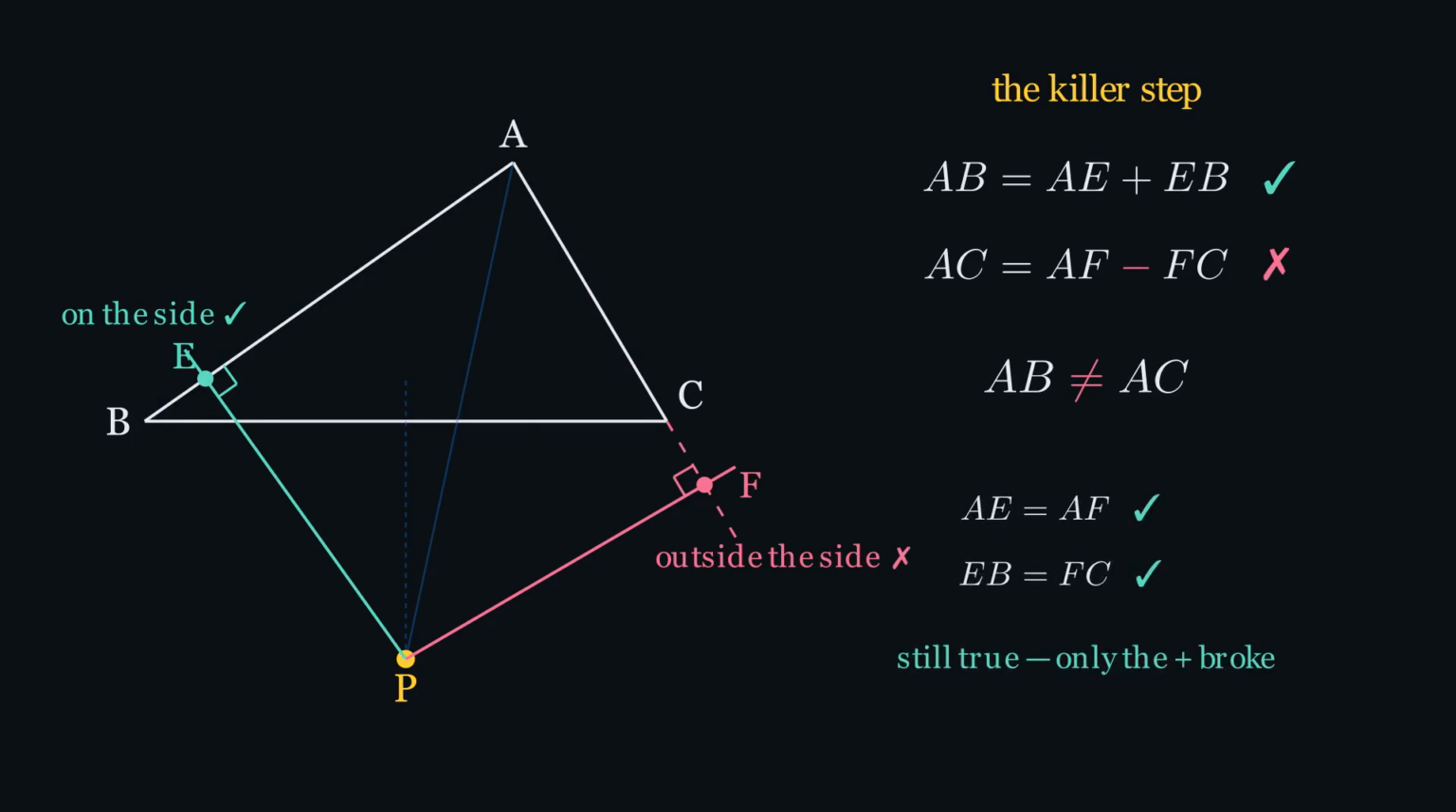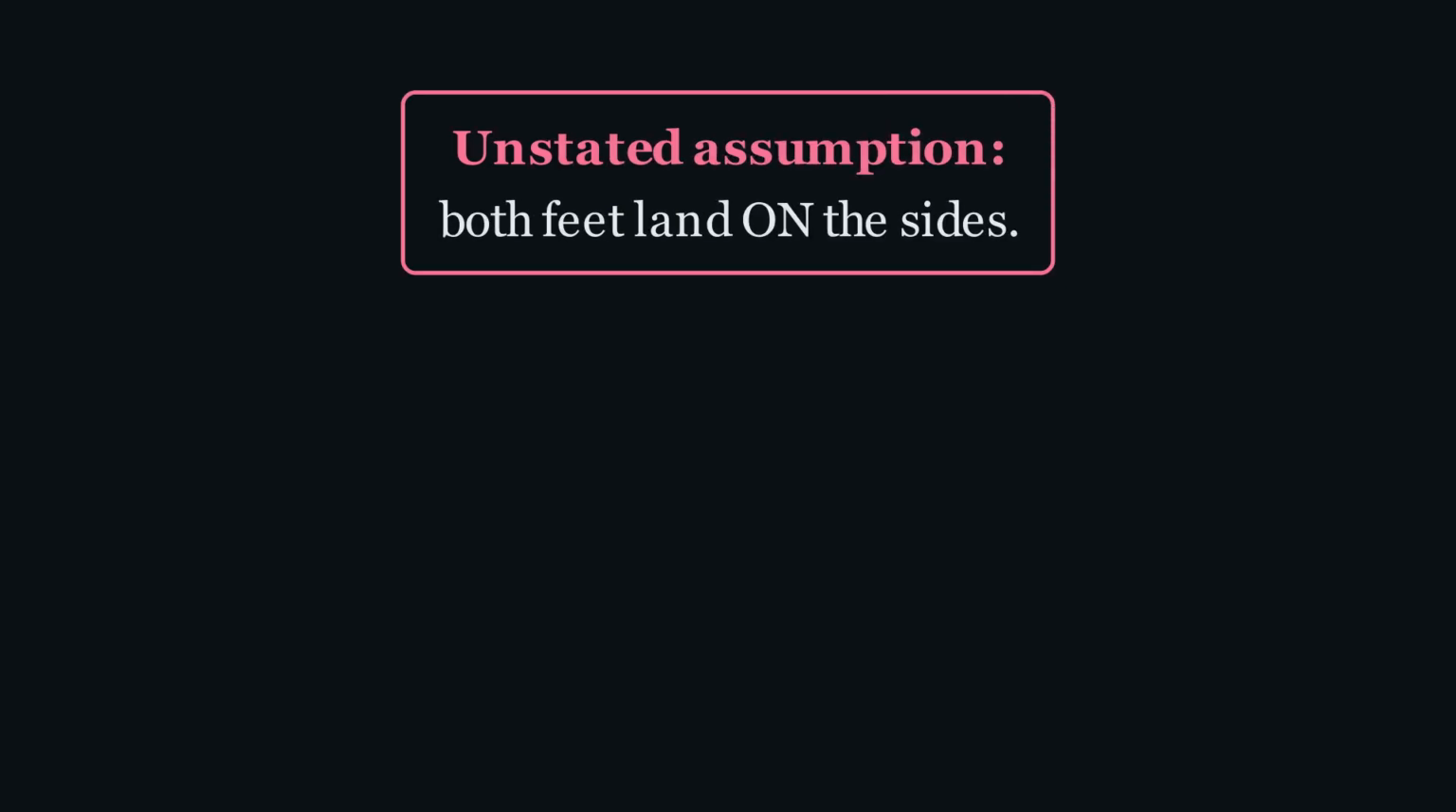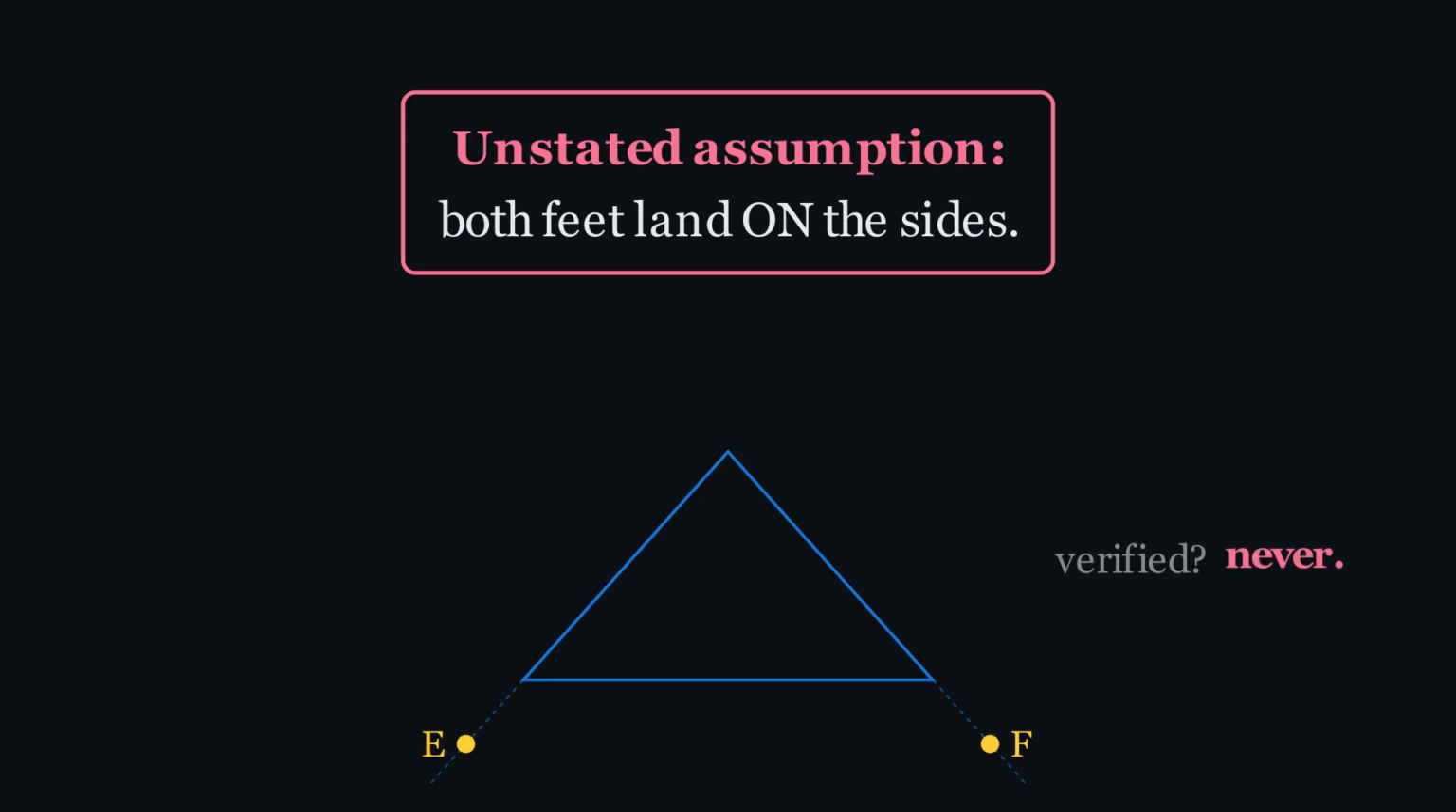The congruences were all true. AE really does equal AF. EB really does equal FC. But you cannot add them the same way on both sides, because one foot ran off the edge. So the entire illusion rides on one unstated assumption, that both feet land on the sides, so both sides split the same friendly way. We never checked it. We just drew a picture where it looked true and marched forward.